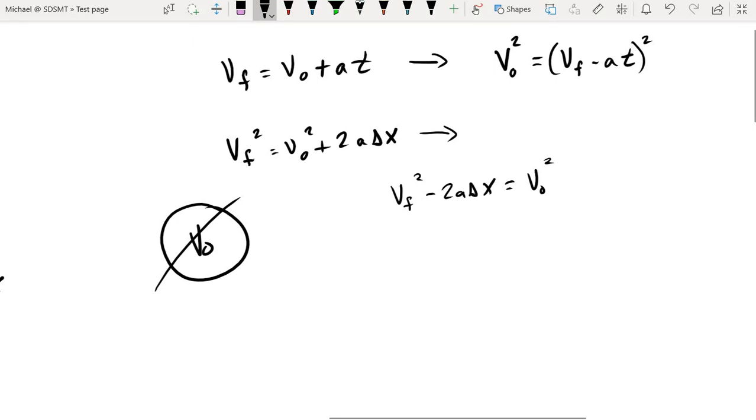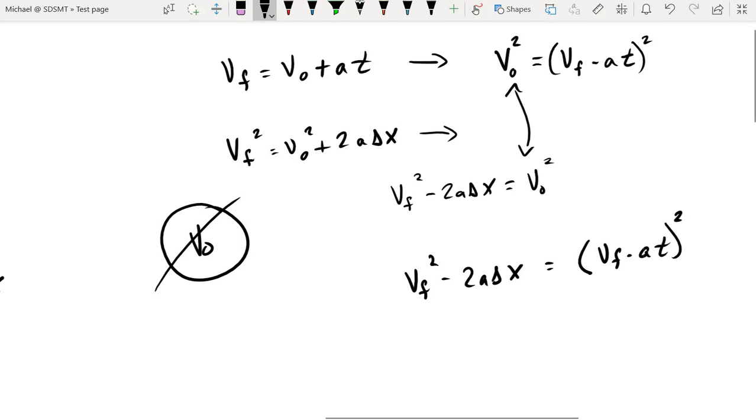Well, why would that be helpful? Because now I have two expressions that are equal to each other. I have V final squared minus 2a delta x equals the square of the quantity V final minus AT. And once I set those two expressions equal to each other, V naught is gone. It's no longer part of the expression. I technically have my fourth kinematic equation.